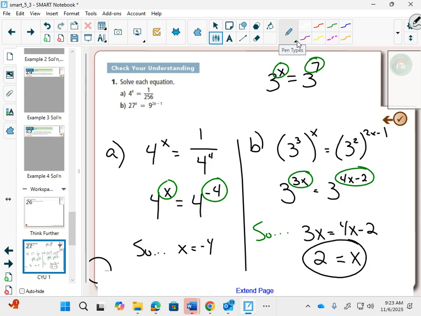This is our non-calculator way of solving for exponents. If you can get the bases the same using your powers chart, then the exponents would have to be the same. And then if the exponents have to be the same and you make them equal to each other, you can solve for x.